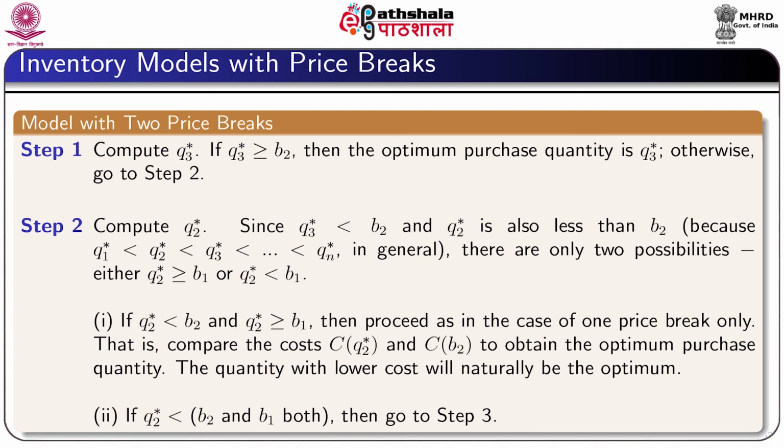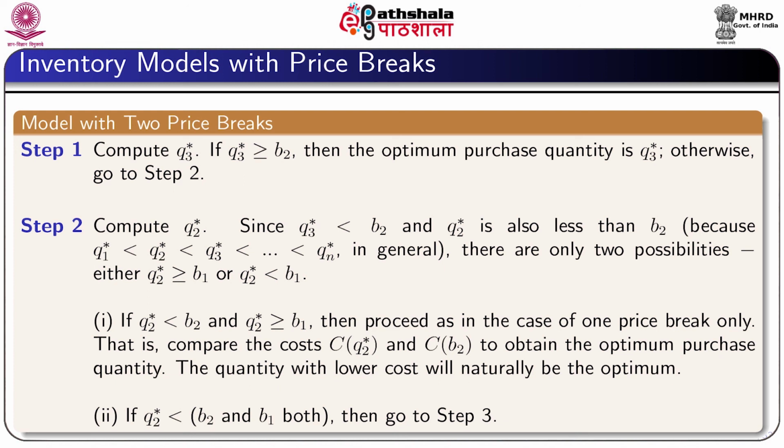For this model, we may follow the algorithm as given in the slide. In the first step, we compute Q3*, and if Q3* is greater than or equal to B2, then the optimum quantity should be Q3*, otherwise we have to proceed to the next step. In step 2, we compute Q2*. Since Q3* is less than B2 and Q2* is also less than B2, there are only two possible cases, either Q2* is greater than or equal to B1 or Q2* is less than B1.